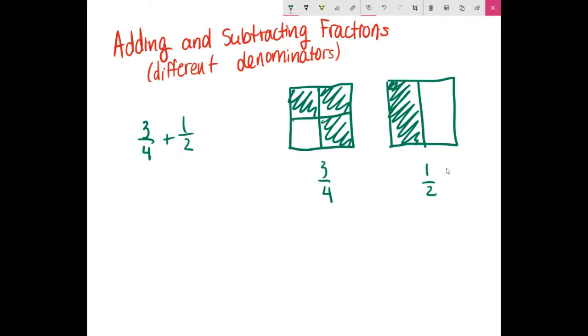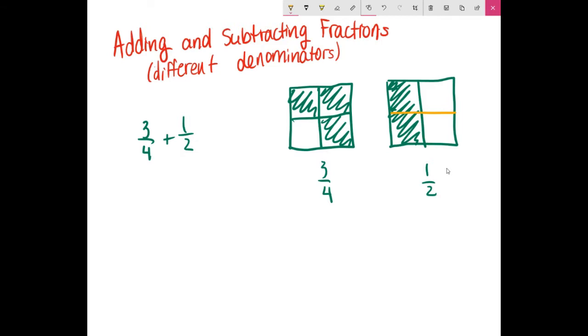Well, these pieces are of different sizes, and it will be hard for us to add them. So let's make 1/2 have the same amount of pieces as 3/4. Can we do that? Yes, we can do that by drawing a line straight across to divide both pieces in half. What did that do? How do we do that?